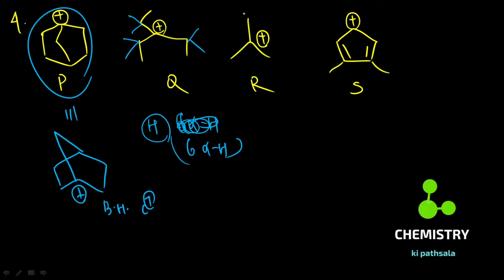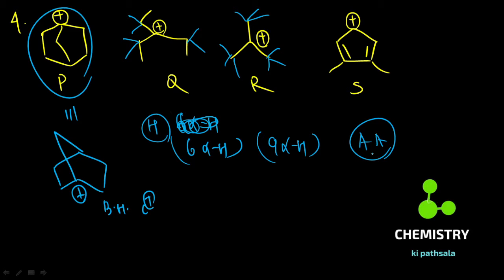And in case of R, how many alpha hydrogens are there? You can clearly mark there, 9 alpha hydrogens are present. In case of S, yes, very good, it is an anti-aromatic compound. Okay, so you know that the hyperconjugation having 9 alpha hydrogens dominates over the hyperconjugation having 6 alpha hydrogens.